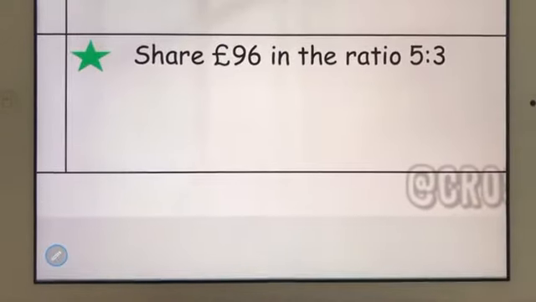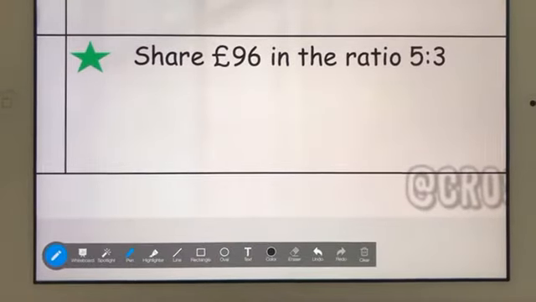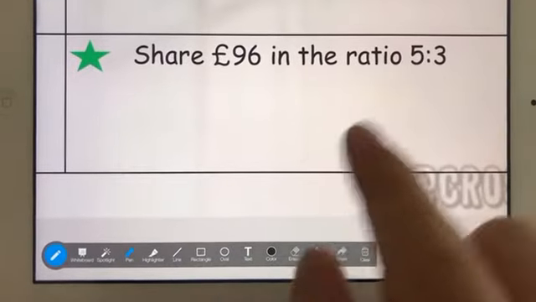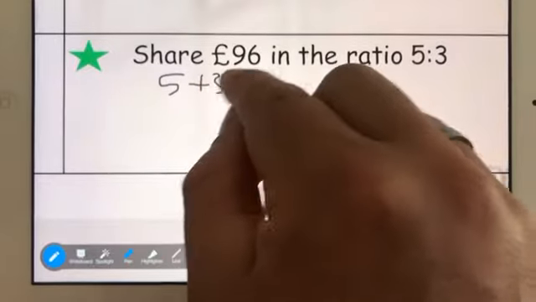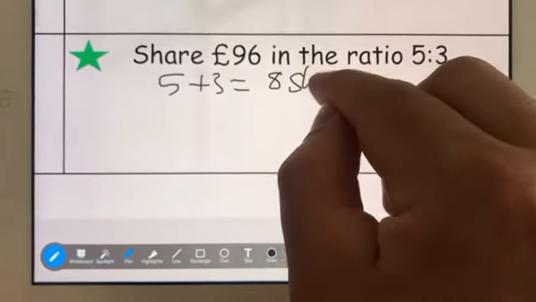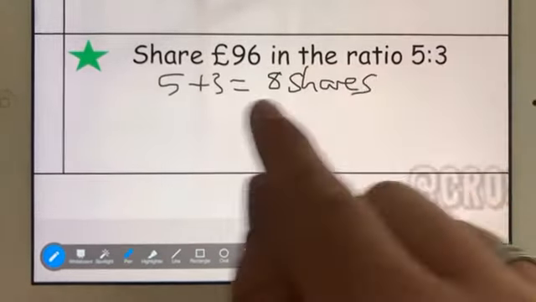Next one, 96 share it in the ratio 5 to 3. Okay, so what we've got to do, we've got 3 steps. You've got to add our ratios up first. So if I add them up, 5 plus 3 equals 8 shares altogether. So I've got to split this £96 8 different ways.